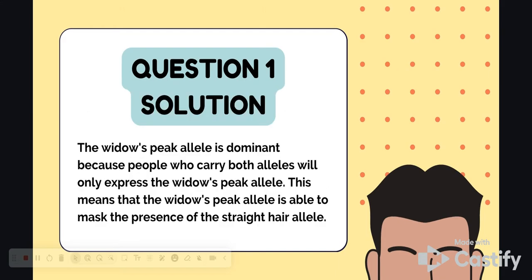The widow's peak allele is dominant because people who carry both alleles will only express the widow's peak allele. This means that the widow's peak allele is able to mask the presence of the straight hair allele.